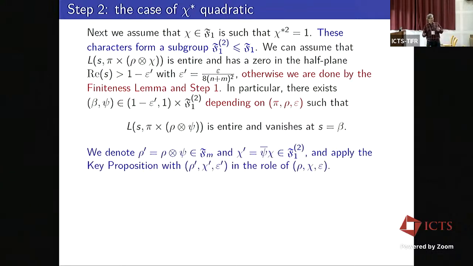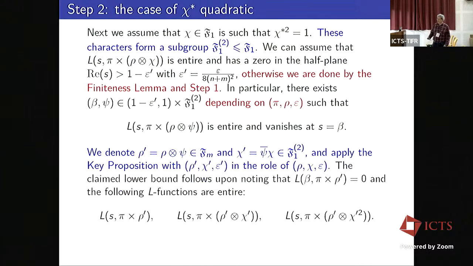So we make a change of notation, just as in the previous step. We twist rho by psi to get a rho prime, and we untwist chi by psi bar to get a chi prime. Note that in this new notation, rho prime twisted by chi prime is the same as the original rho twisted by chi, and we apply the key proposition just as before for this updated data. By our setup, the first guy, L_S of pi twisted by rho prime for this upgraded rho, has a real zero beta.